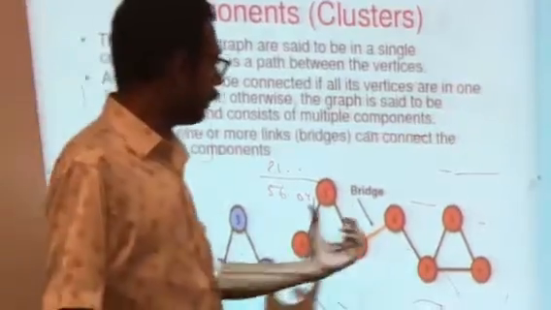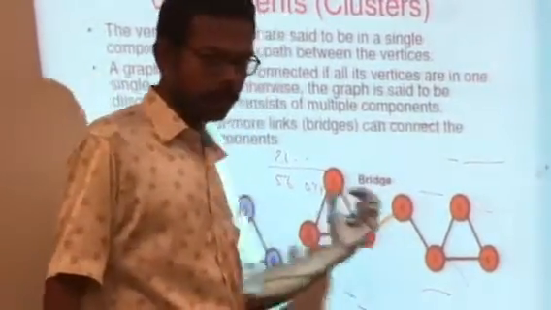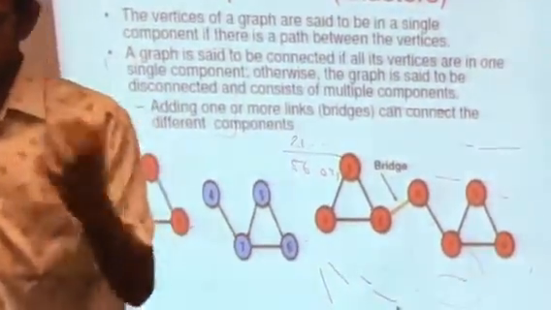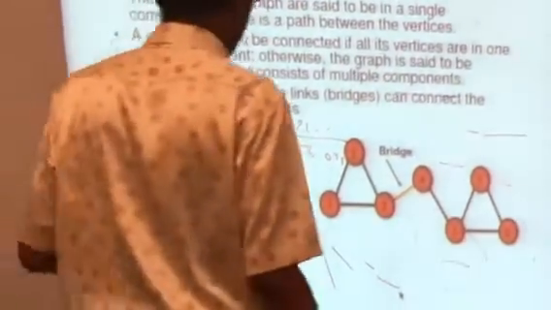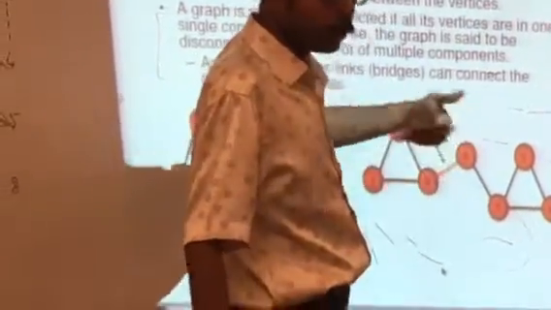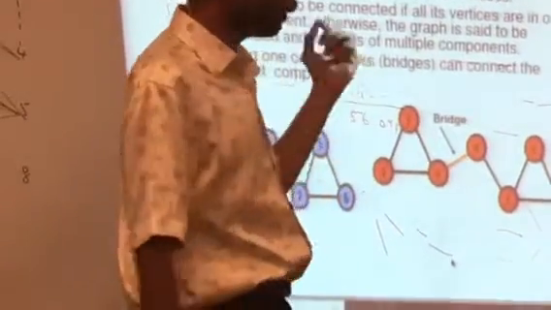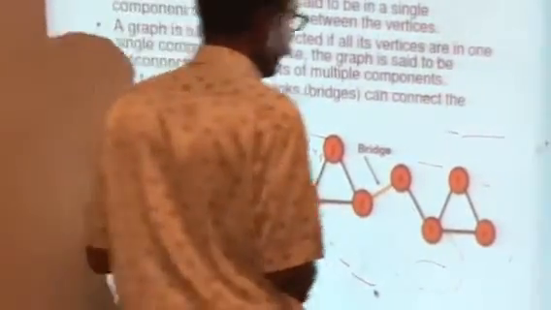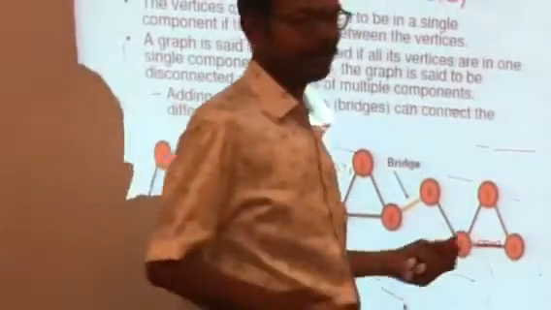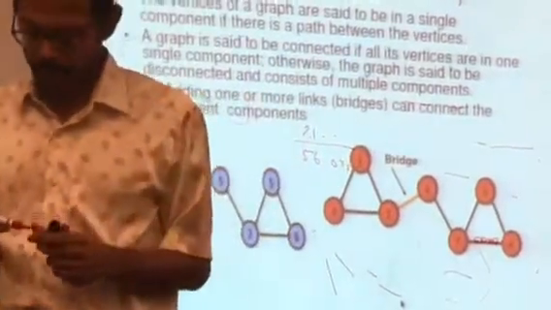Now if there's an edge between them, then it kind of bridges the 2 components. Okay. So such an edge that, if you remove it from the graph, the graph gets disconnected into 2 or more components, is called a bridge. Okay? Whereas if I remove, say, this edge, the graph is not going to get disconnected. So that edge is not a bridge.